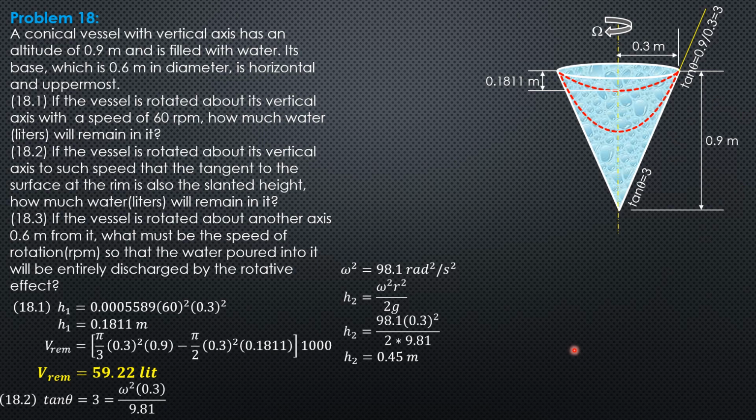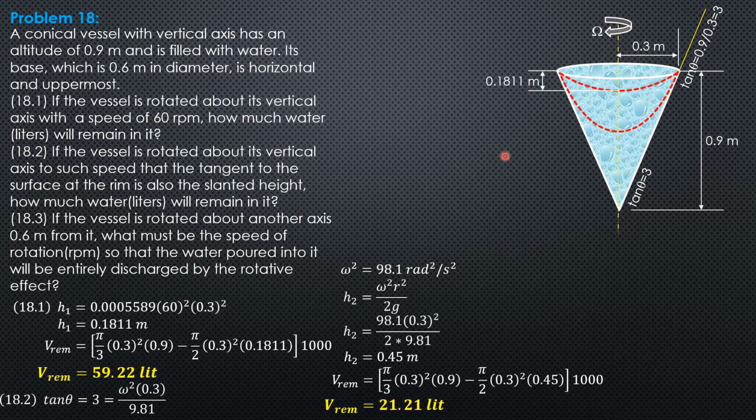So volume remained is pi over 3, 0.3 squared times 0.9, volume of cone, minus volume of paraboloid pi over 2, 0.3 squared times 0.45, then times quantity 1000. So volume remained is equal to 21.21 liters.